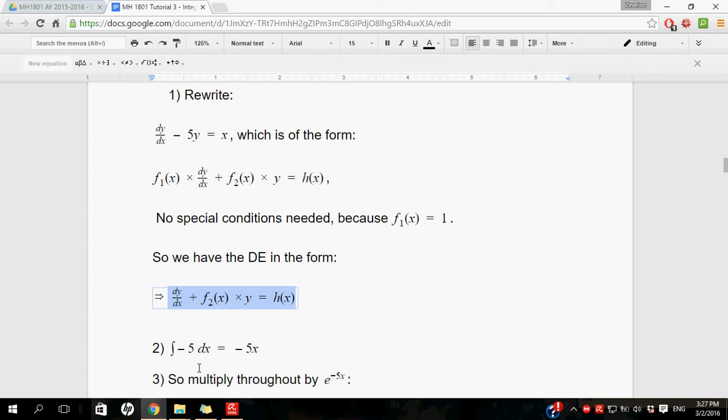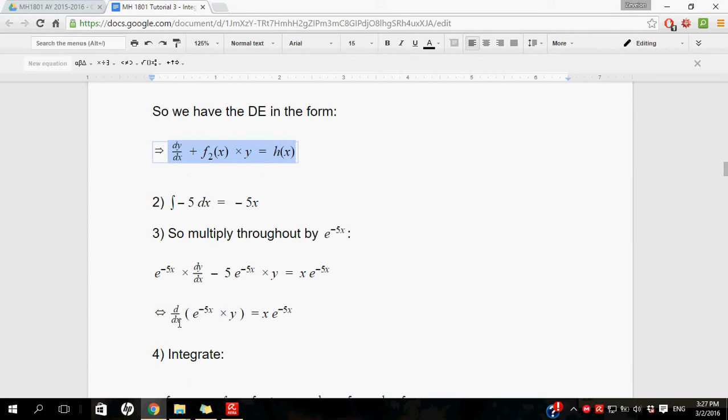Okay, so we have integrated f2, then we need to multiply throughout our equation by the exponential of the integral of f2. That is e to the minus 5x. That's what we have over here. We multiplied everywhere by our integrating factor.